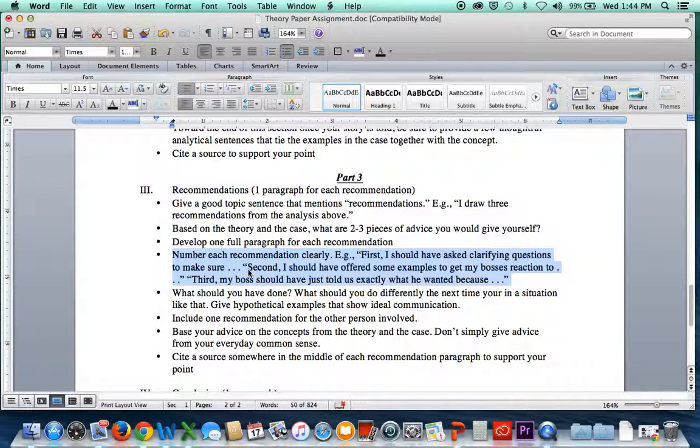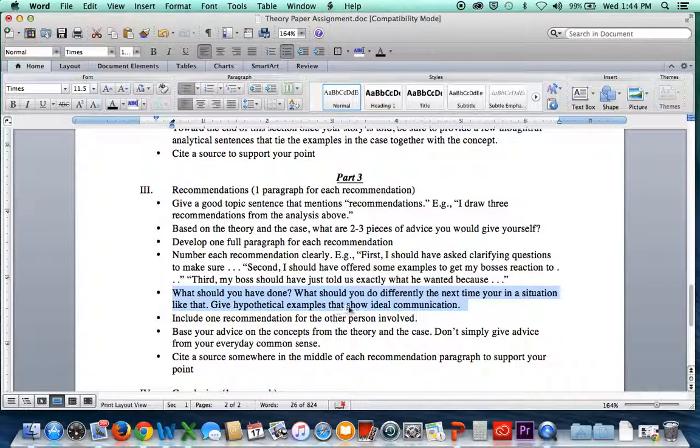Let's say this is about a boss. Third paragraph in the recommendation section. Third, my boss should have just told us exactly what he wanted because, and then you go on. So you really want to be super clear, and your advice is just right in that first sentence, and it's all labeled first, second, third. So in each of these paragraphs, what should you have done? Explain exactly what you should have done or what you could do differently next time.